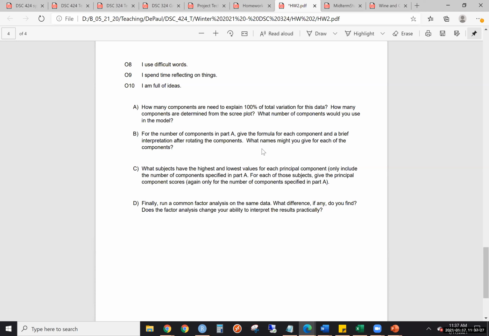Then in part B, give me the formula for the first component. Typically, I'd ask you to do this for each of the components, but due to the situation and everything, just give it to me for the first component. At least for the first component. If you want to do each of the components, that's fine, but at least give me the formula for at least the first component. And then in addition to giving me the formula for how you calculate the score of the component, give me the names of each of your components and an interpretation of what those components mean in terms of personality.